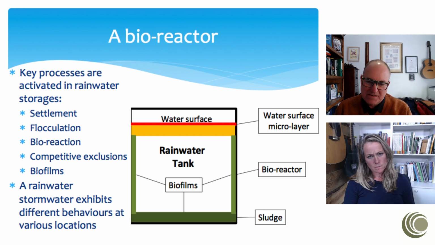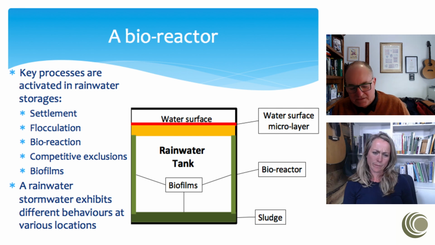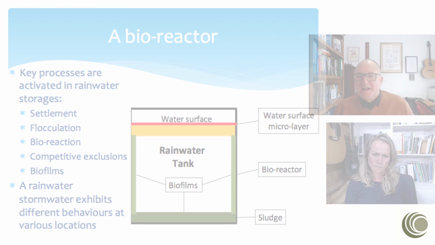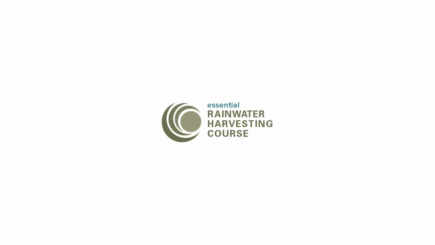A rainwater storage also has different behaviours at different locations, as we talked about earlier on. So if you can see from this slide, if you're taking samples from your rainwater storage to work out whether or not it's good quality, and you sample from the water surface, you're potentially getting very misleading results for your water quality. So we'll go back to this later.